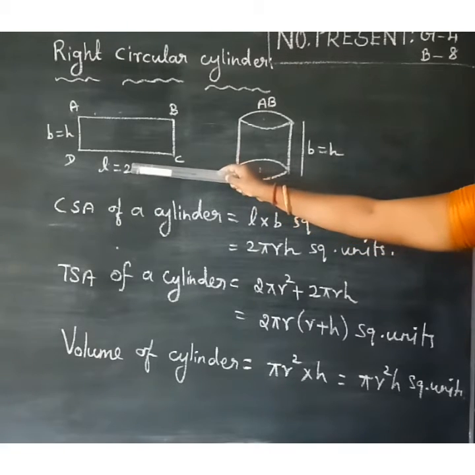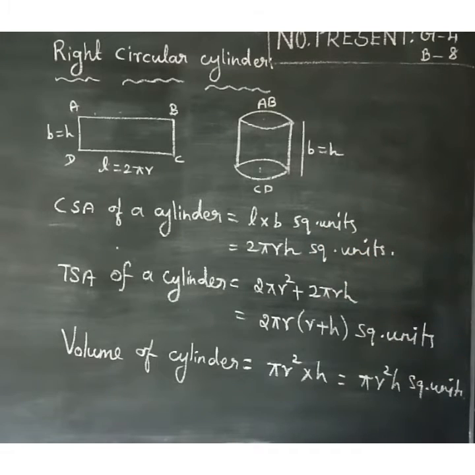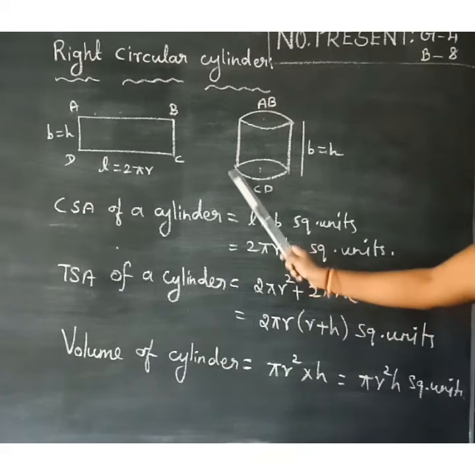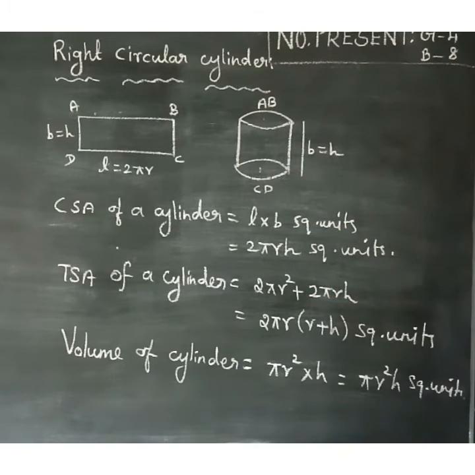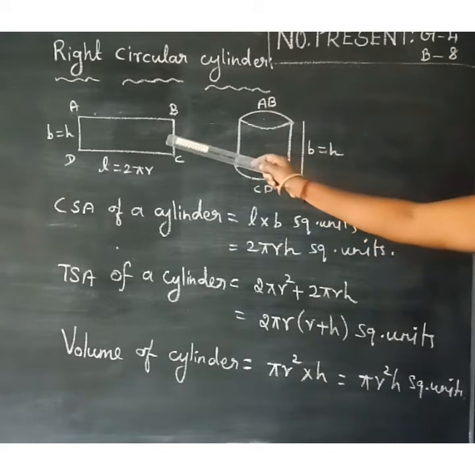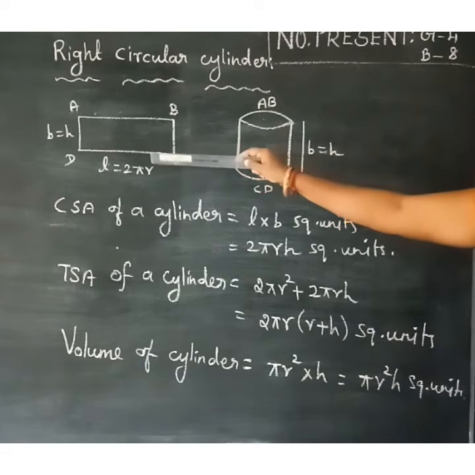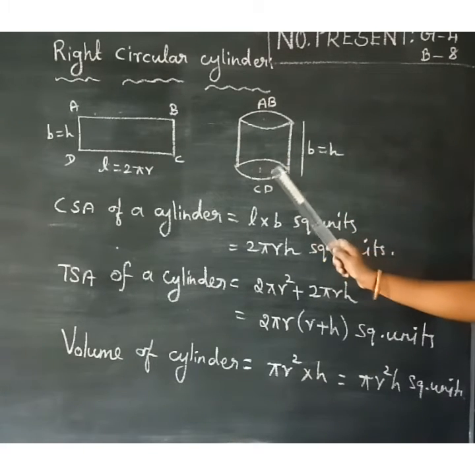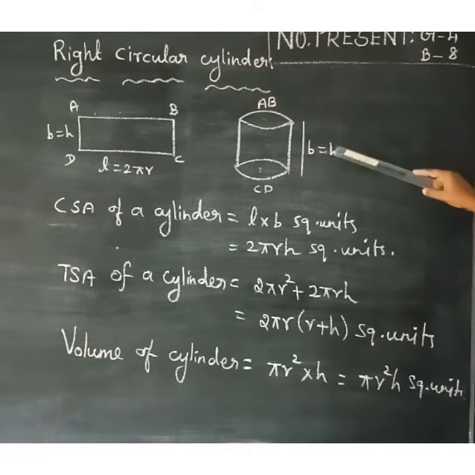Now, this length is equal to the circumference of the base. Breadth is equal to height of the cylinder. When we fold this rectangular sheet to form a cylinder, this length is converted into circumference of the base of a cylinder and breadth is equal to height of the cylinder. Clear?